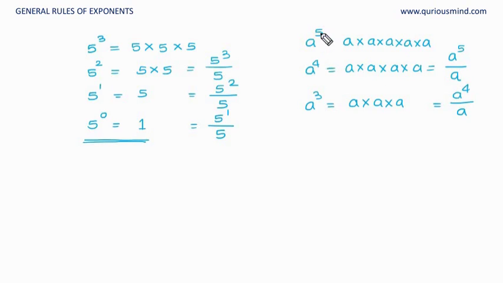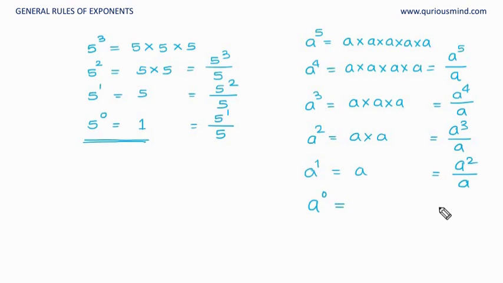So a raised to 4 is same as a raised to 5 upon a. A raised to 3 is same as a raised to 4 upon a. So a square will be same as a cube upon a. So a raised to 1 would be same as a square upon a. And that means if I reduce the power by 1, which is a raised to 0 now, will be same as a raised to 1 upon a. And a raised to 1 upon a is going to be equal to 1.